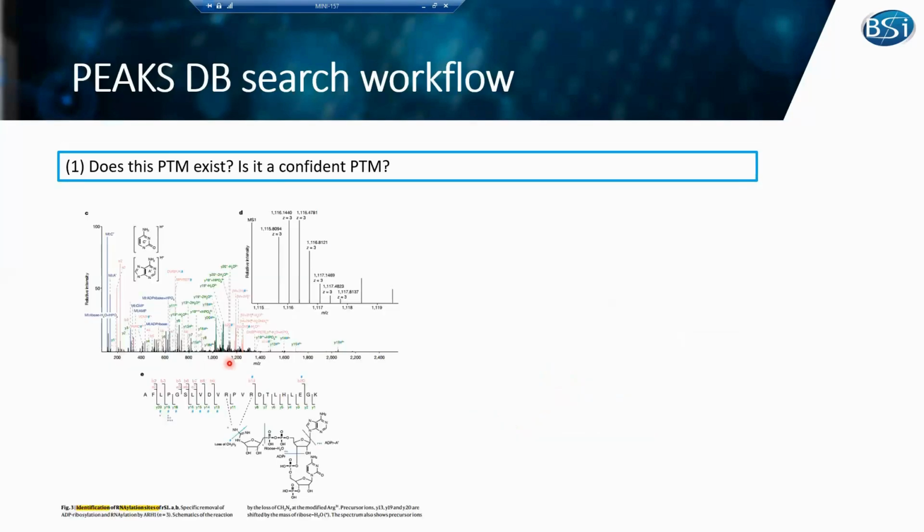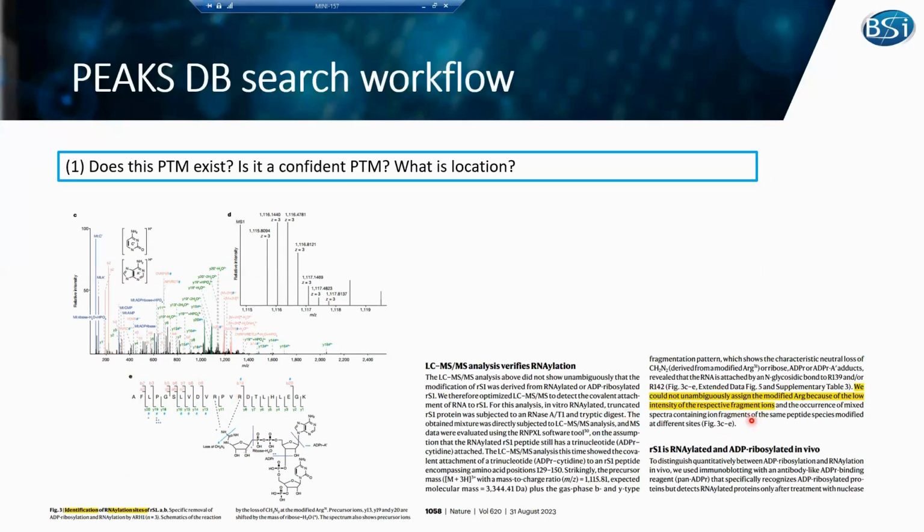For this same situation, let's check what the paper says. The paper also has this situation. Here there are two potential positions, but since there are no fragment ions here, it's hard to say. The paper says that it cannot say where the position is. I think this is very common, especially for this PTM, the ADPR, whose mass is very large. So sometimes we need to fine tune the mass spectrometry experiment parameters to get enough fragment ions to support this PTM.